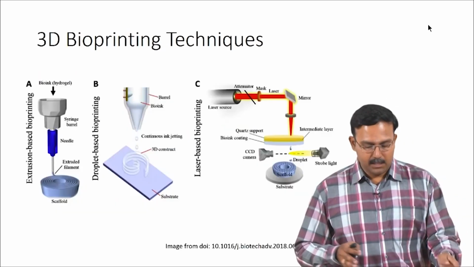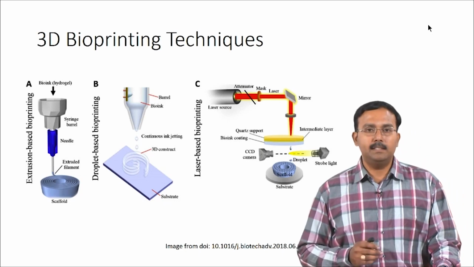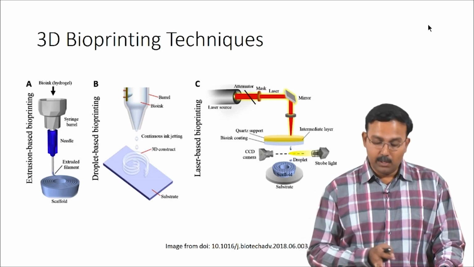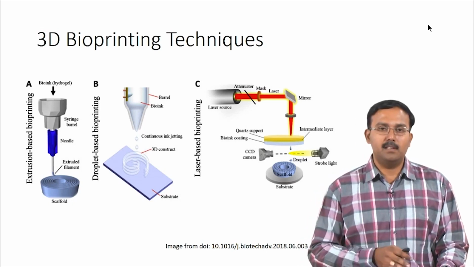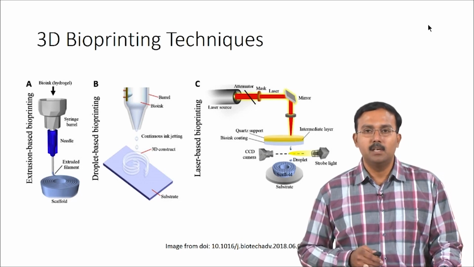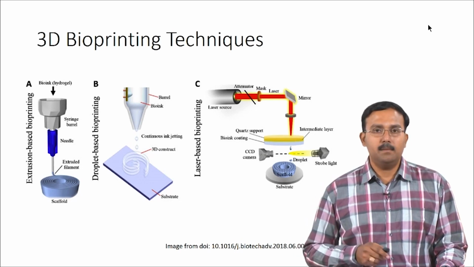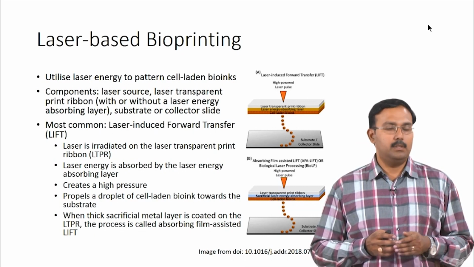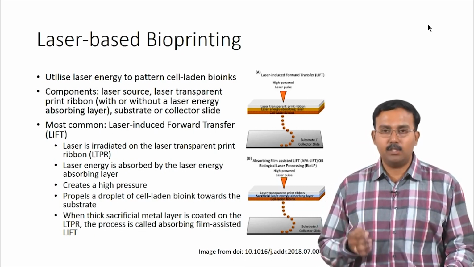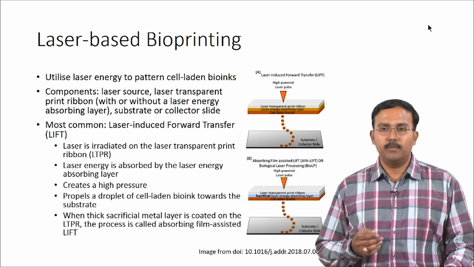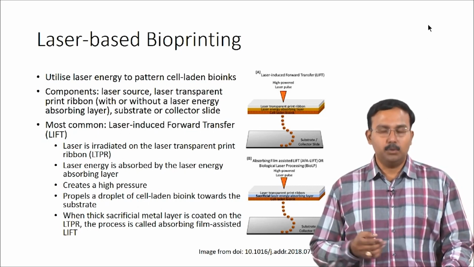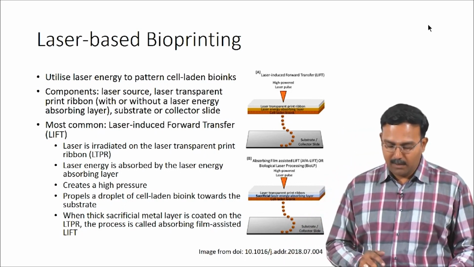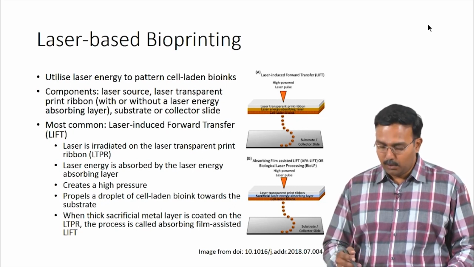These are the three major 3D bioprinting techniques: extrusion based, droplet based and laser based. I will be going in the opposite direction. I will first talk about laser based, then droplet based, and then extrusion based. Laser based uses laser energy to pattern cell laden bioinks. This technology has three major components: a laser source, a laser transparent print ribbon, which can either have a laser energy absorbing layer or not, and finally a collector or a substrate.